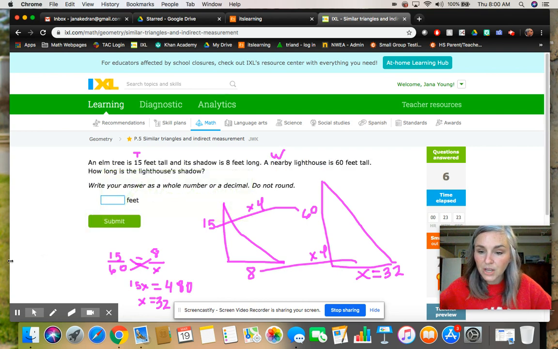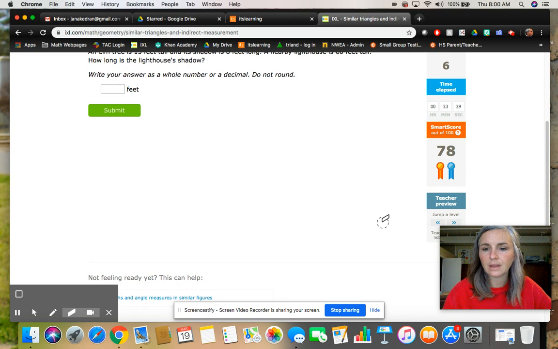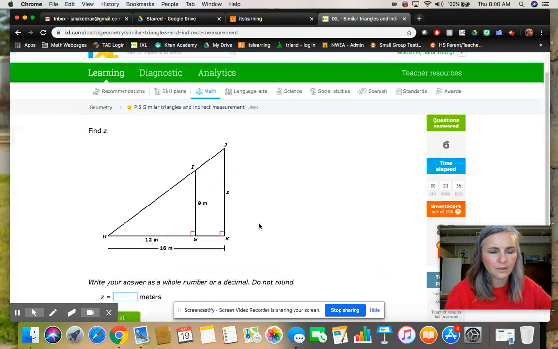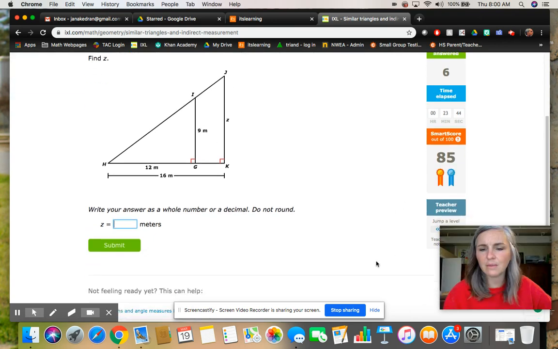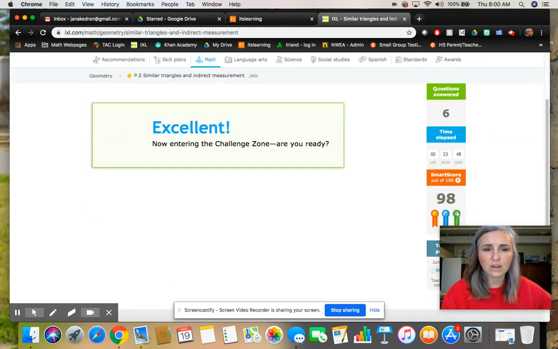Okay, so more shadow problems, and I'm not going to keep working those. Let's jump ahead and see what else we've got here. More of the same, 9 is to 12 as z is to 16, so more of the same of that. And then you're into the challenge zone.